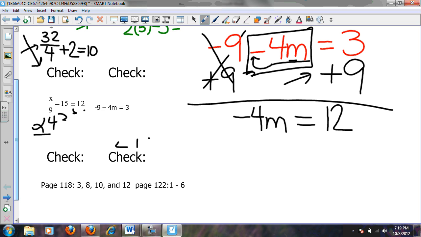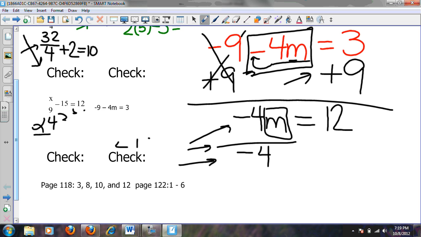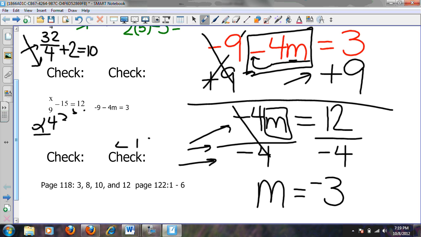Now, to isolate m, this is negative 4 times m. The inverse of multiplication is division. So I'm going to divide by the coefficient, which is negative 4. Negative 4 divided by negative 4 should be 1. 1 times m is m. But remember, it's an equation. I need to do the same thing to both sides. 12 divided by negative 4 is negative 3.